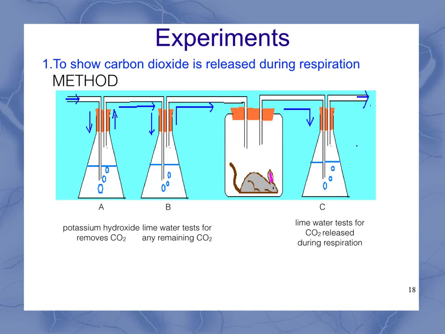Well, if you look at the direction of the arrows, that's the direction of the airflow through the apparatus. So you can add a suction pump to draw the air in the right direction. If you look at flask A, this has got potassium hydroxide. So this removes the carbon dioxide from the air. Flask B has got lime water, and this is to test the air for any remaining carbon dioxide. Then flask C has got lime water to test for carbon dioxide released during respiration. So what do you think will happen at the end of this experiment?